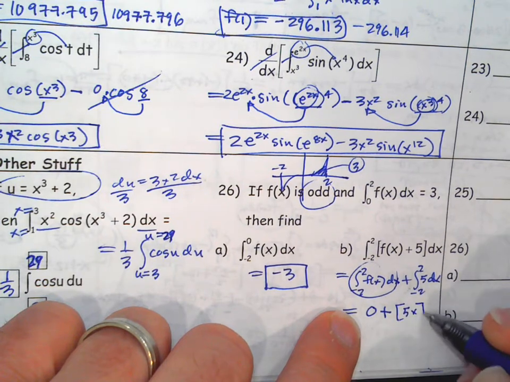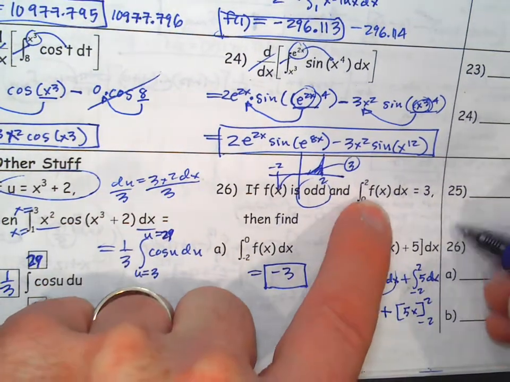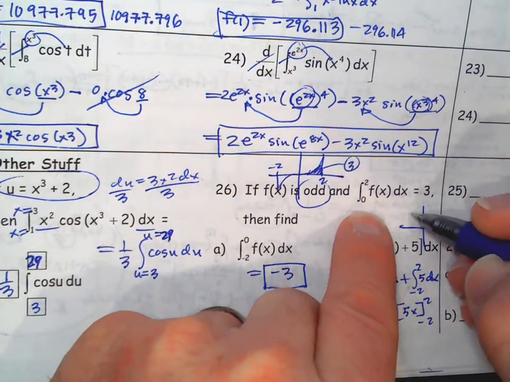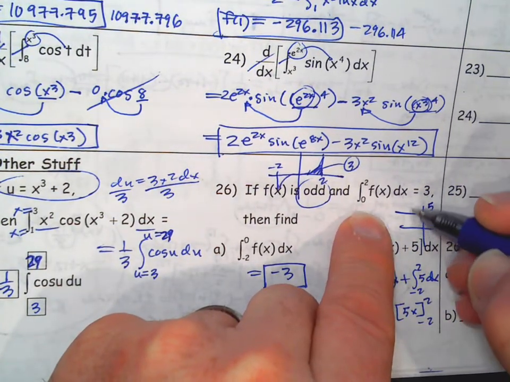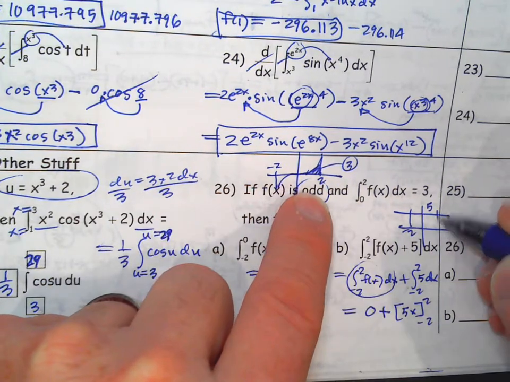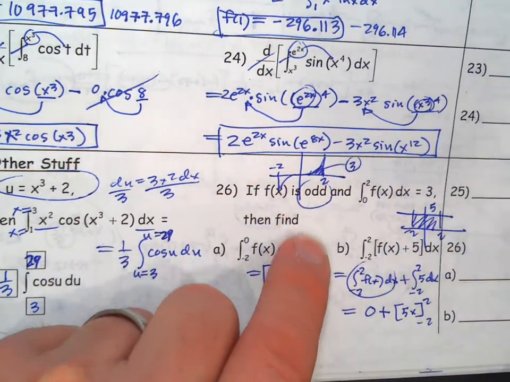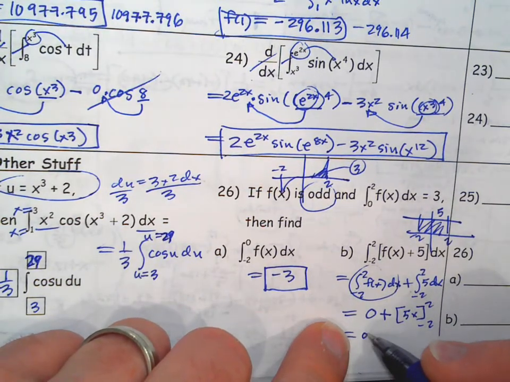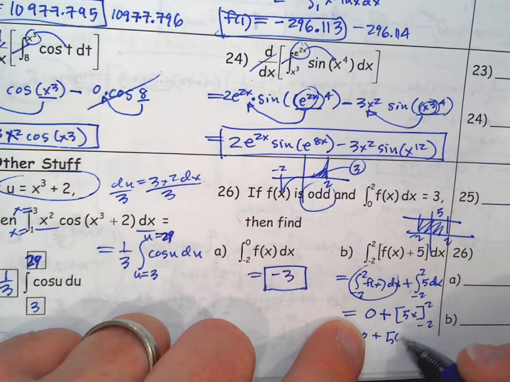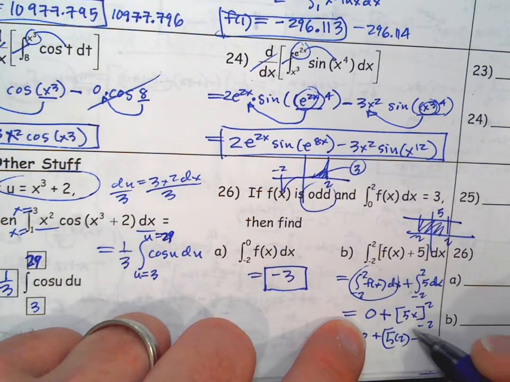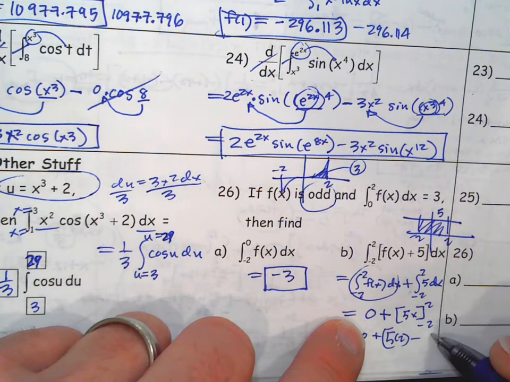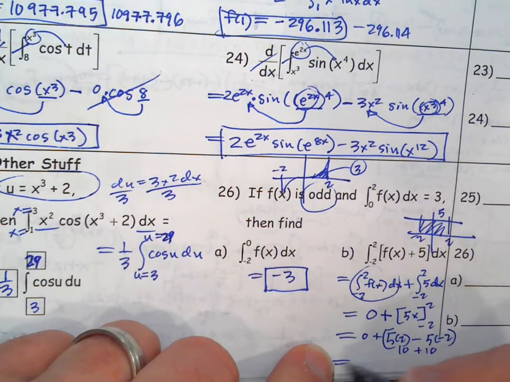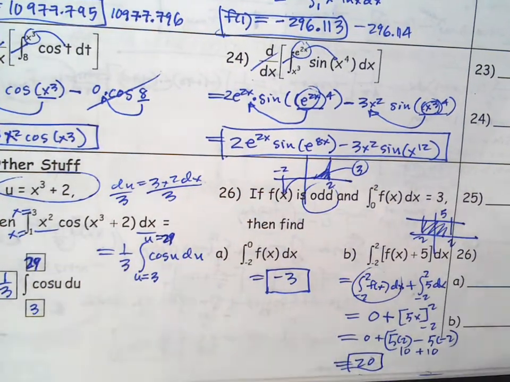You could use a geometric approach for this because it really is just a flat line, going 5 from negative 2 to 2, and it's just going to be the area of a rectangle. Base times height, 4 times 5 is 20. Or you could do it this way, 5 times 2 minus 5 times negative 2 is 10 plus 10 is 20.